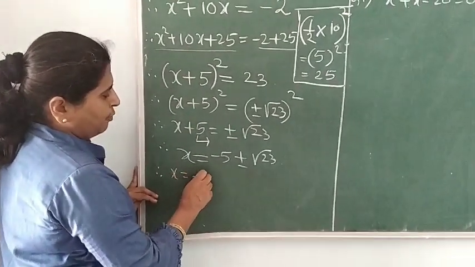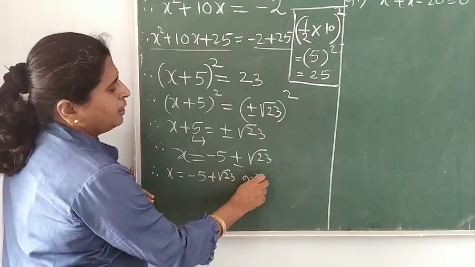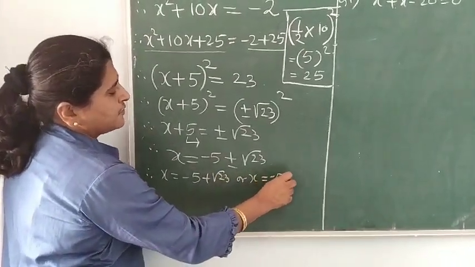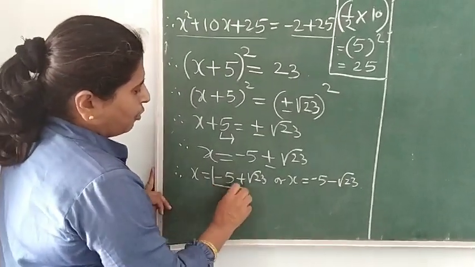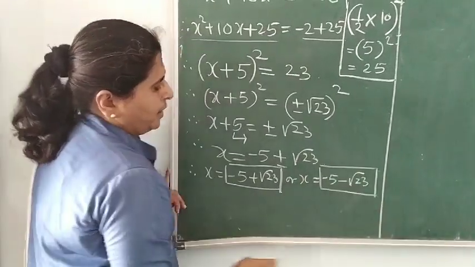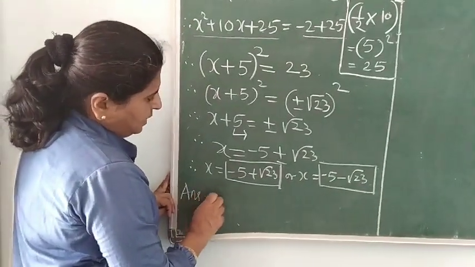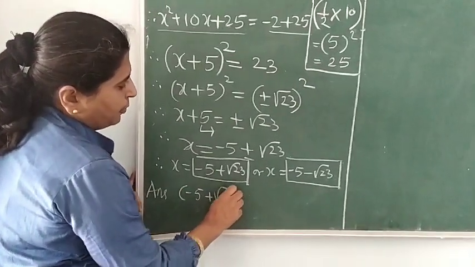So, x is equal to minus 5 plus square root of 23 or x is equal to minus 5 minus square root of 23. So you have got two solutions for this quadratic equation, and your answer statement is: write in bracket minus 5 plus square root of 23.